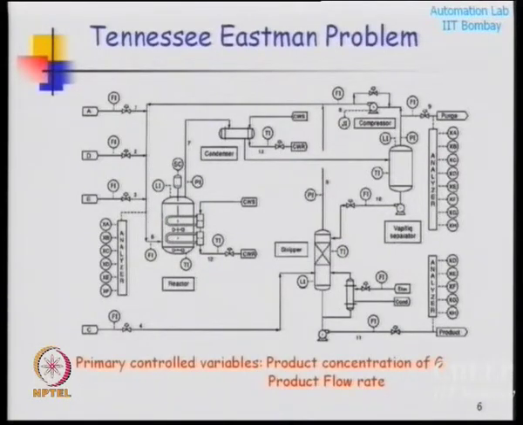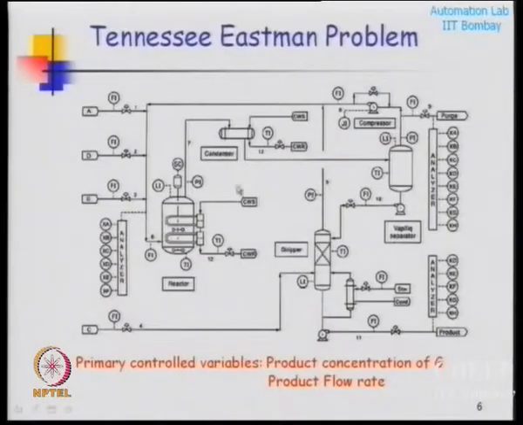What is the product? Tennessee Eastman has not said anything. They have published a paper as a challenge problem for control engineers, and they just say A, B, C, D, E, F, G, H. So there are eight components, A through H, and they have given some reactions which you don't understand, and you write to them or go to their web page, and you can download a program which will simulate this plant. So you can actually give inputs. There are 12 inputs to this plant.